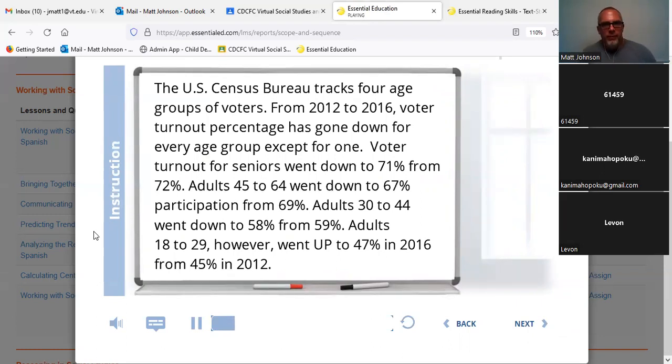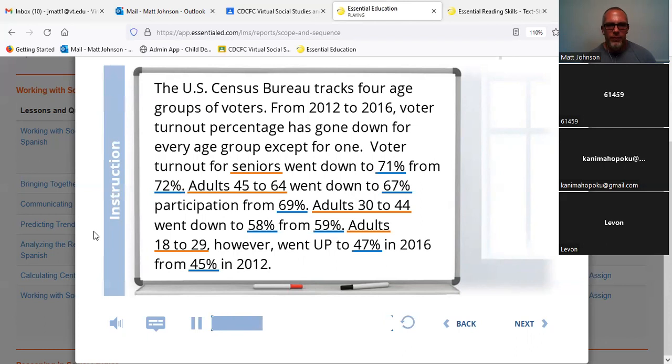The first thing I want to do is find the groups that the data is reporting on. The text mentions 4. I'll go ahead and mark them in orange. 1, 2, 3, 4. Now, I have to locate the data used to describe these groups. There are 2 sets of data for each group, the data from 2016 and the data from 2012. I'll mark those in blue.